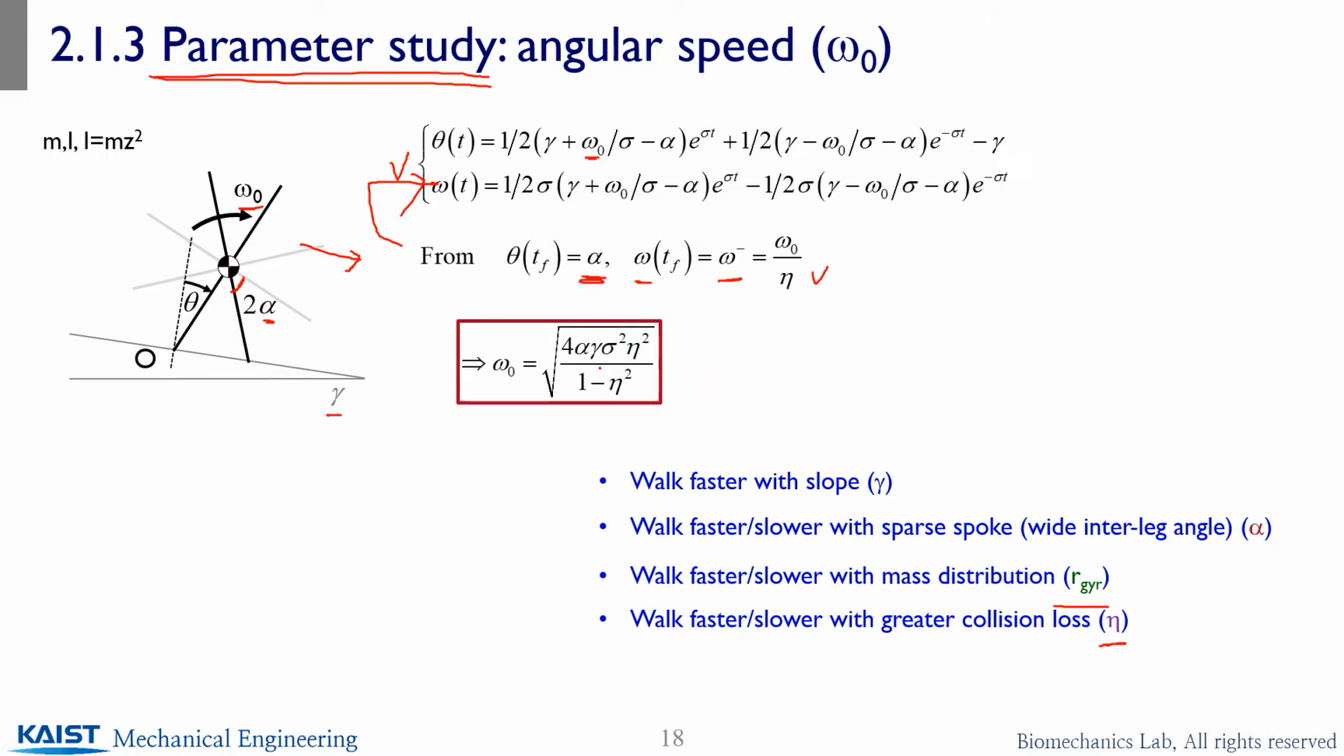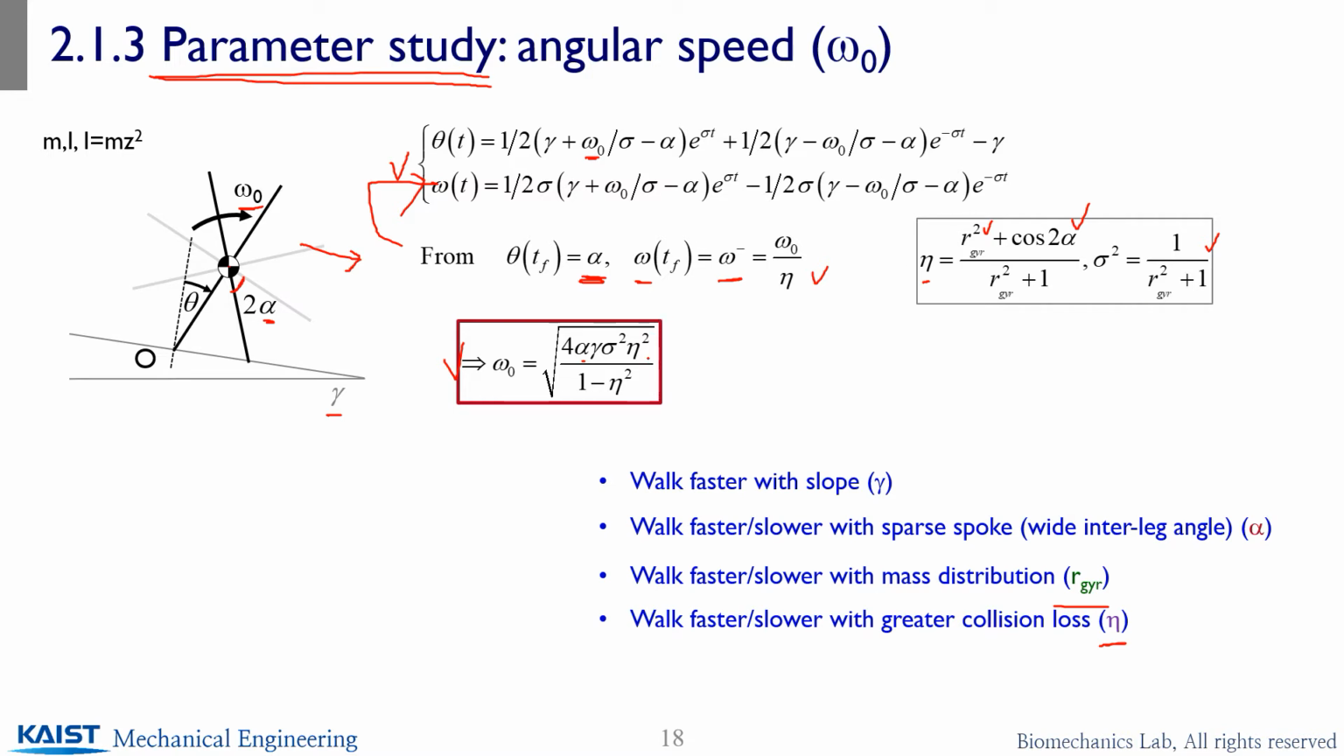So I would strongly recommend you to find it by yourself. But to give you the answer, your omega naught is going to be a function of alpha and gamma and sigma square and eta square divided by 1 minus eta square. So look back at how we defined eta and sigma. Eta is the ratio between the before and after collision, the loss factor. So it's a function of alpha and the radius of gyration. And sigma square is what we defined in the very beginning when we obtained the equations of motion. It's going to be a function of radius of gyration.